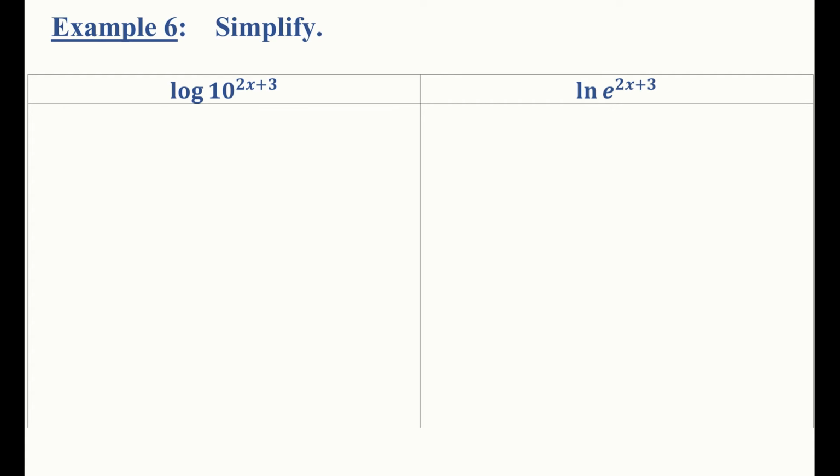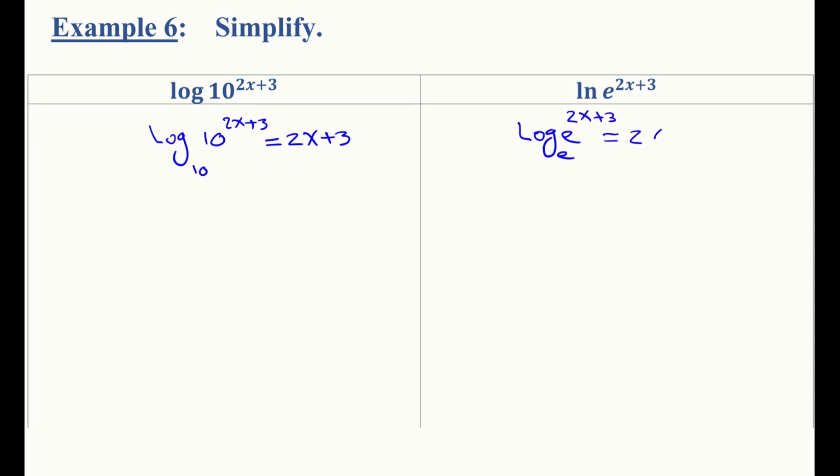We can't use it anyway because there are variables involved. So here on the left we have log base 10 of 10 to the power of 2x plus 3. We know that whenever these two bases are the same, we're just going to get the exponent, so we get 2x plus 3, and that's where we leave it. On the right side, of course, the exact same thing happens because we have log base e of e to the 2x plus 3. So once again, we're just going to get 2x plus 3.